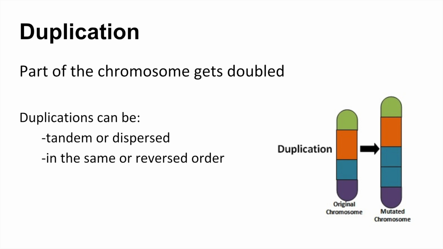A duplication happens when part of the chromosome gets doubled. You can have tandem or dispersed duplications, and they can be in the same or reversed order of the original. Unbalanced duplications affect gene expression because you're changing the amount of information you have, or gene dosage.